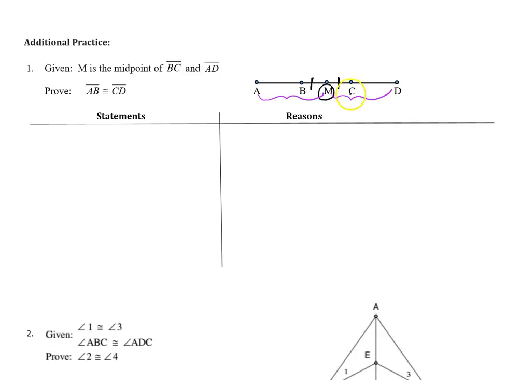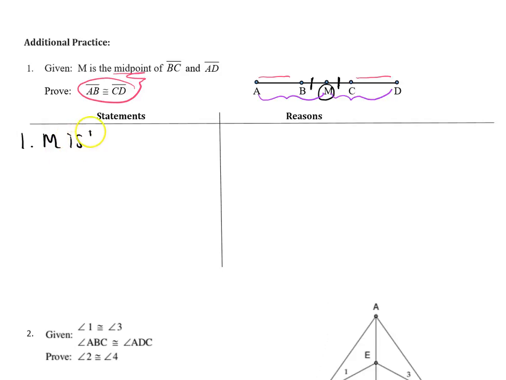So if I know these segments that I marked in purple are congruent, and I know these segments that I marked with black are congruent, if I take away BM and MC, that'll leave me with AB and CD. Then I'll have those congruent. But in my givens, remember they didn't tell me right away that these are congruent. I have to infer that from the definition of a midpoint. Okay, so that's what I'm going to have to talk about.